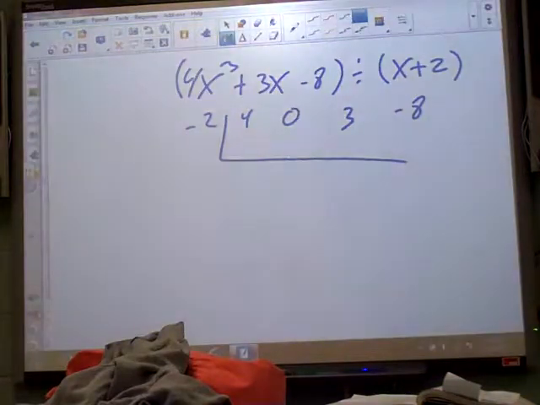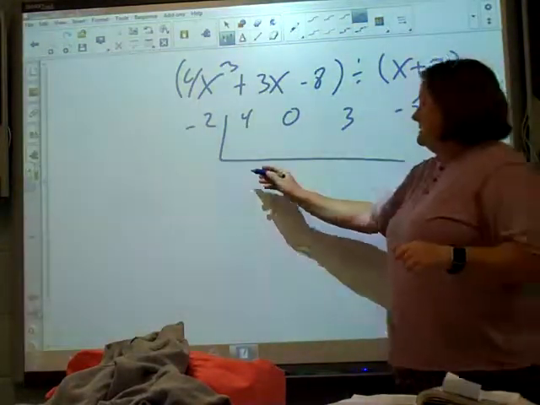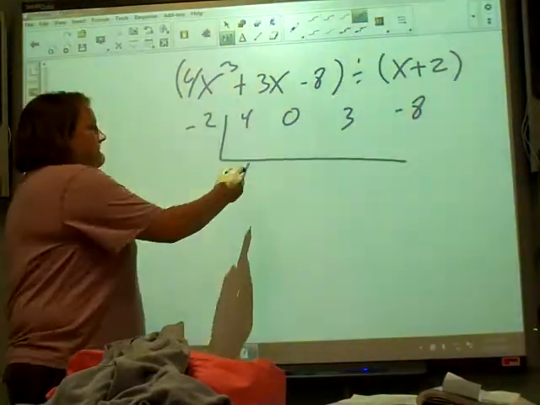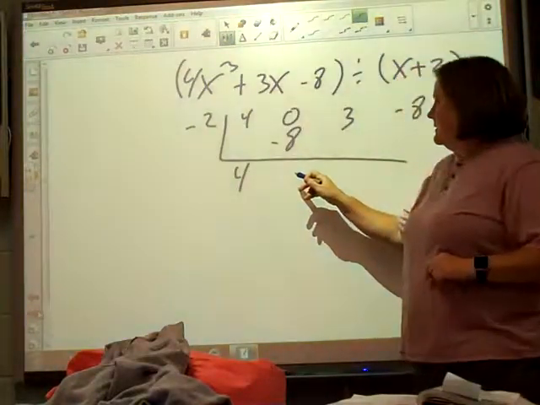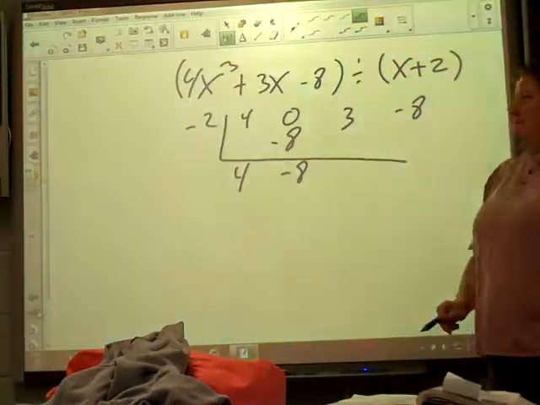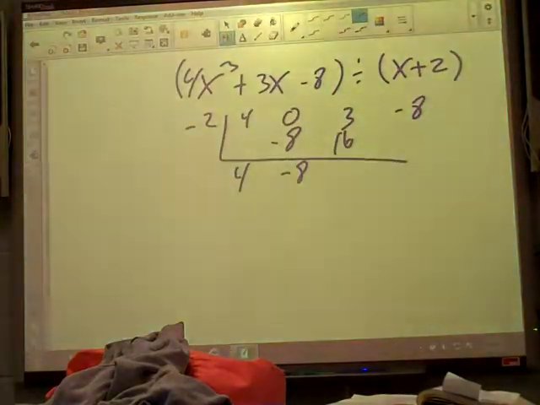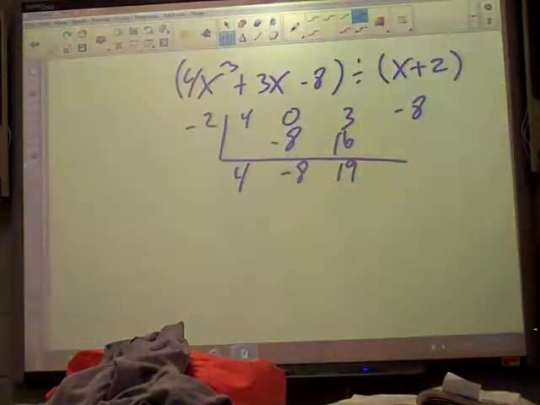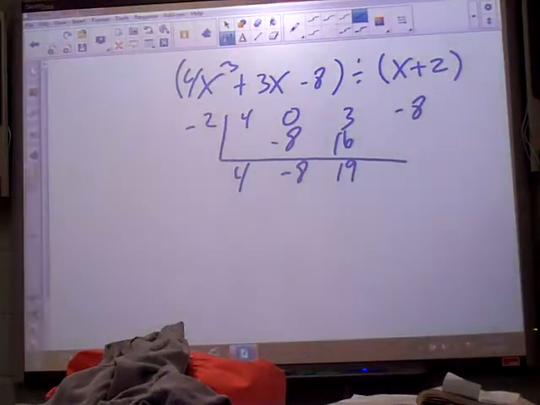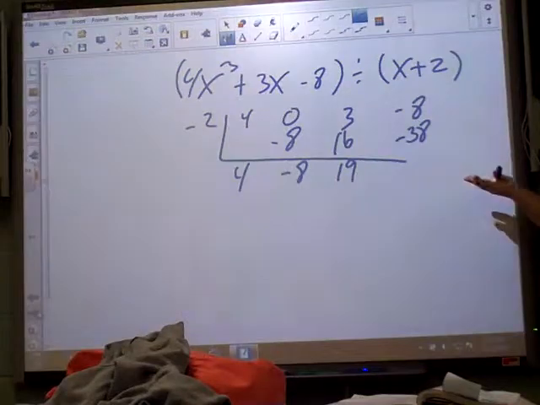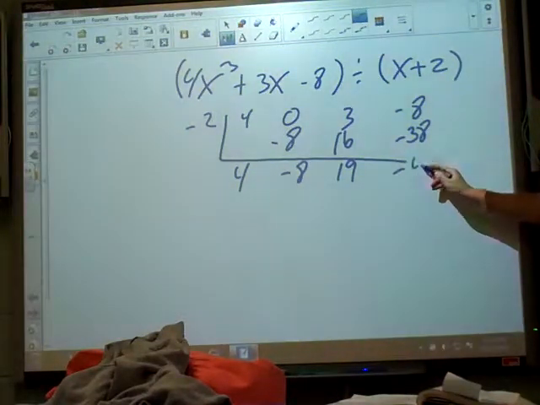Alright, so we're going to drop our 4, right, Mason? Now we just multiply and add all the way to the end. What's 4 times negative 2? Negative 8 plus 0. Negative 8. Y'all paused on that. Negative 8 times negative 2. 16. 16 plus 3. That's right, 19. 19 times negative 2. I'm going to have to use the calculator. Negative 38. Oh, so I'm going to have a remainder this time, aren't I? Add those, you get negative 46.